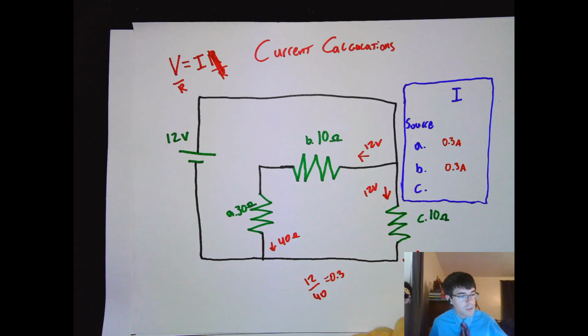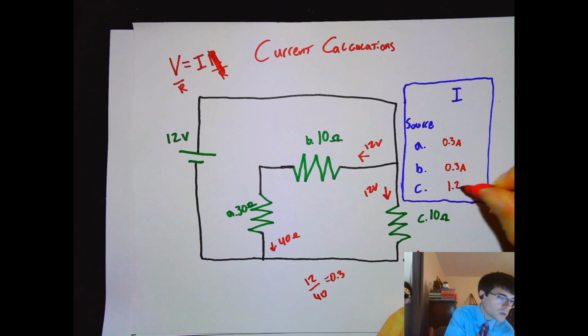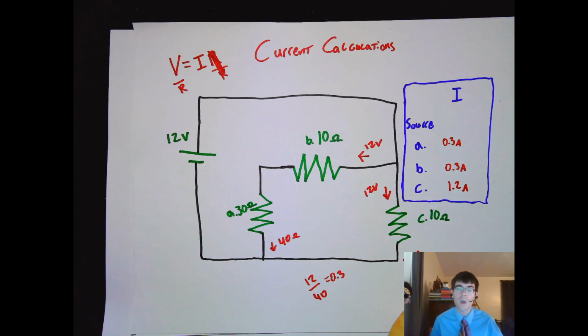What about over here? 12 volts, 10 ohms, 12 divided by 10, 1.2. 1.2 amps across C. Well, Mr. Comer, how are we supposed to figure out how much current is actually coming out of the source battery?